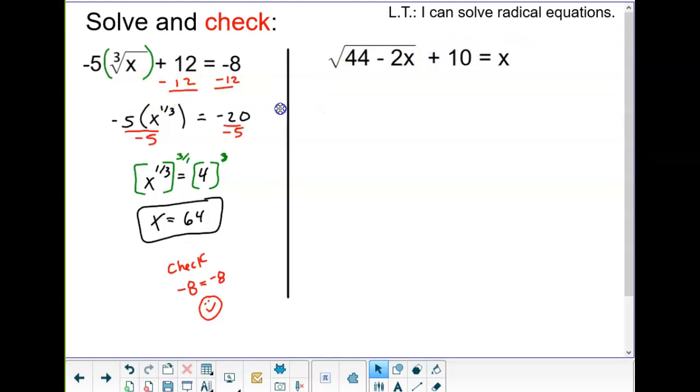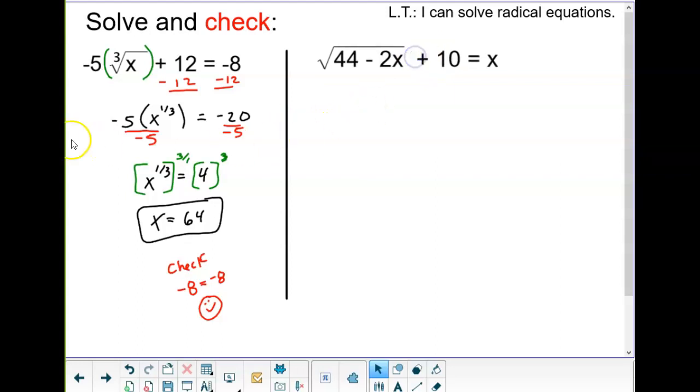Definitely write this one down. This one is where we kind of get into some interesting results. So far, every single answer has worked. Right? Whatever answer we got, we plugged it in. You're thinking, why do I need to check? All right. So we've got the square root of 44 minus 2x plus 10.